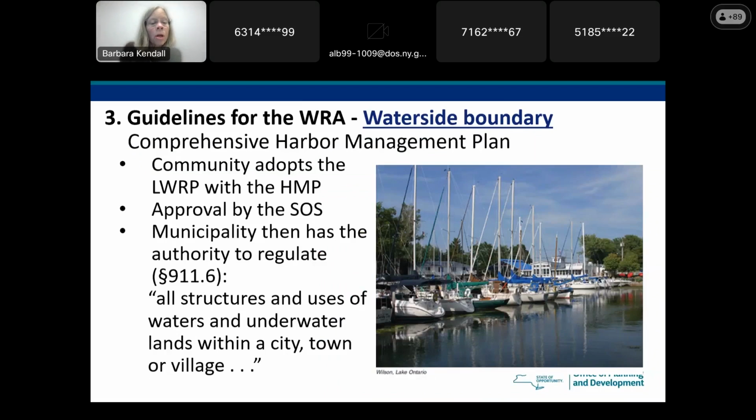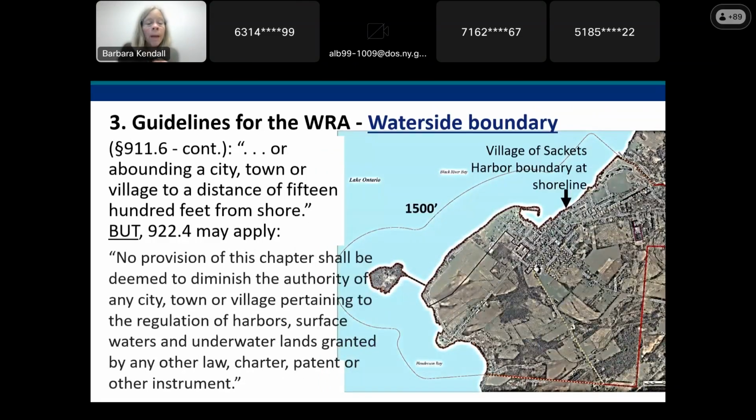Just as a reminder, the community adopts the LWRP with the harbor management plan and then approved by the Secretary of State. Once that happens, the municipality has the authority to regulate all structures and uses of waters and underwater lands within a city, town, or village, or abounding that city, town, or village to 1,500 feet. So for Sackett's Harbor, they could delineate that 1,500 feet as it shows in this map, and that area they can regulate, although you can also define a smaller area.